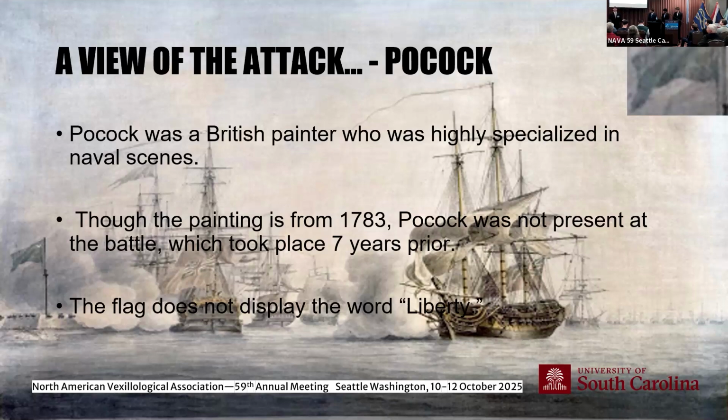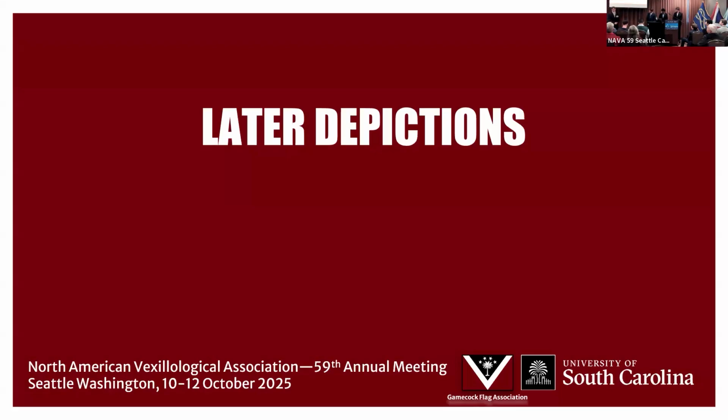He may not have wanted to add extraneous detail that wasn't needed. So before we move on to our later depictions, I just want to point out a common theme in the earlier depictions, which is that the scope of the images tends to be very broad. They tend to be drawn or painted from farther away. And this means that if the word liberty was in the crescent of the flag, it may have been hard to show that in those depictions.